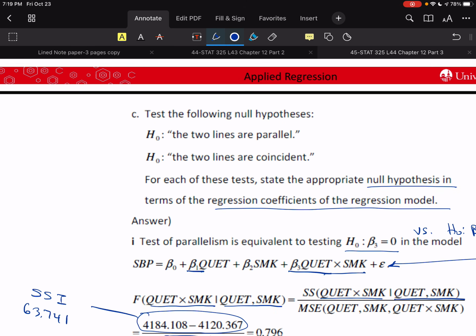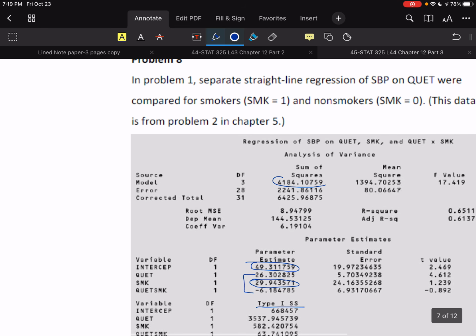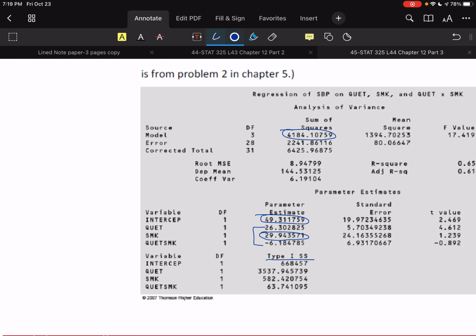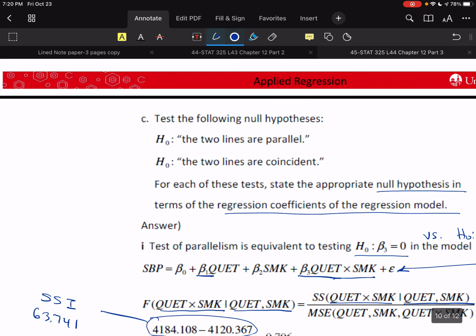So 4184, and then what they've done is they've taken this 4184 here and they subtracted these two values added together, which of course is going to give you this value here. So I would just choose that value, and then we use the full model MSE, and that's just 80.0664, and so that's how I would do it with this data.